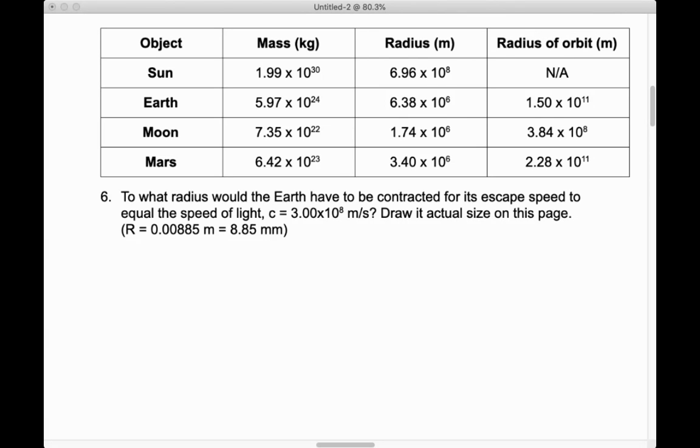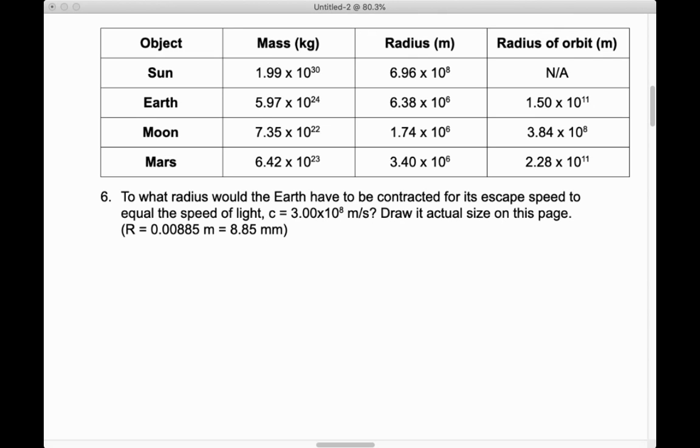This is Chapter 13, Homework 5, Problem 6. And the question we've got is, to what radius would the Earth have to be contracted for its escape speed to equal the speed of light, which is always designated as a lowercase c, and c is equal to 3 times 10 to the 8th meters per second. And then we're going to draw its actual size on this page.